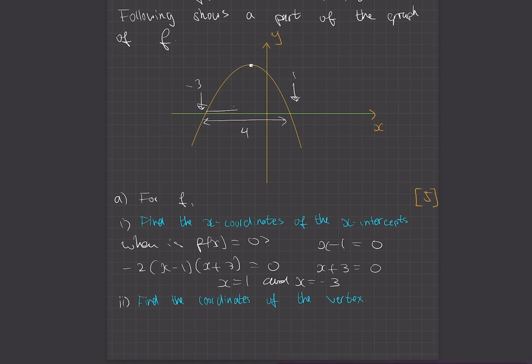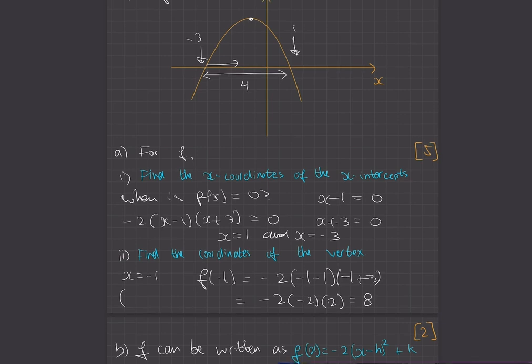So if we go 2 along to here, minus 3 plus 2 is minus 1. So the x-coordinate is minus 1. So that means x equals minus 1. And when x equals minus 1, all we have to do is find f of minus 1, which is just minus 2 times minus 1 minus 1 times minus 1 plus 3. So that's minus 2 times minus 2 times 2, which is 8. So that means that the coordinate is minus 1, 8. I think that's the easiest way to do it because you can literally just go halfway, find the x-coordinate of the vertex, plug it in, and find the y-coordinate.